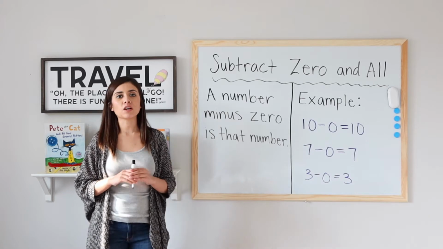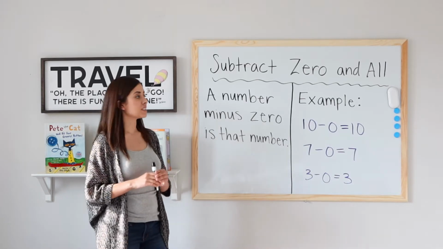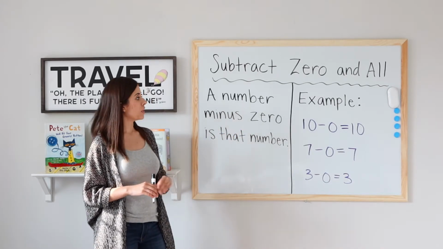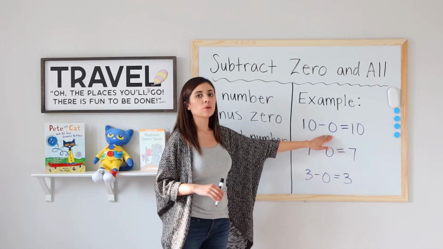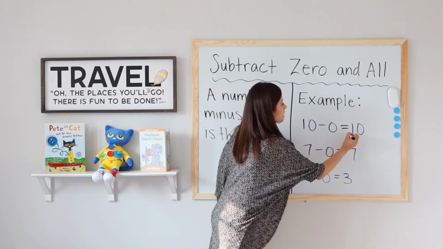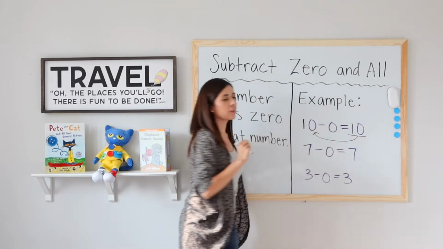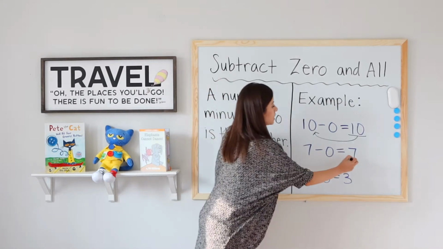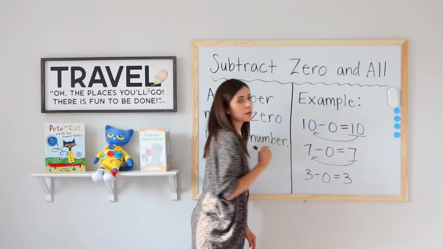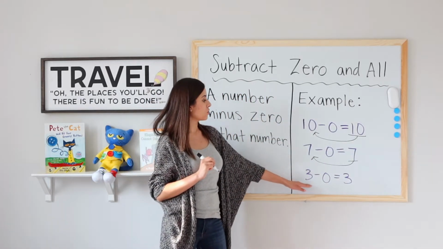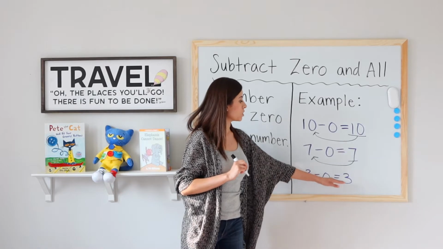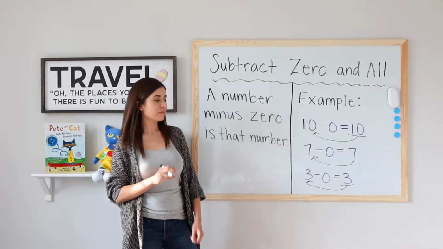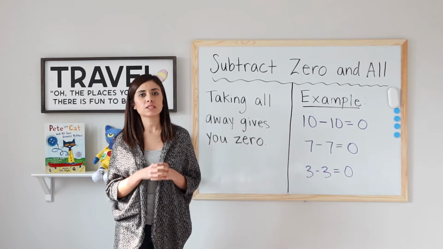Okay, so let's go ahead and focus on our rule when subtracting 0. It says, a number minus 0 is that number. So for example, if I have 10 minus 0, my answer equals 10, that number. Very good. If I have 7 minus 0, my answer equals 7, that number. Awesome. If I have 3 minus 0, my answer equals 3. That number. Awesome job.